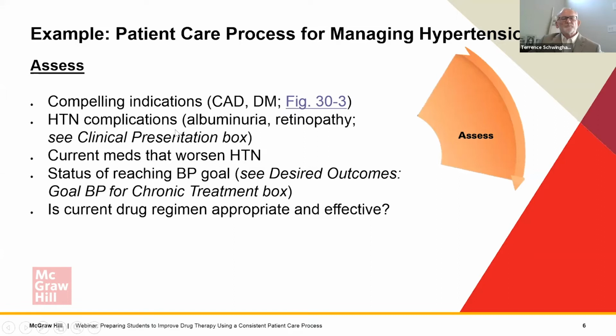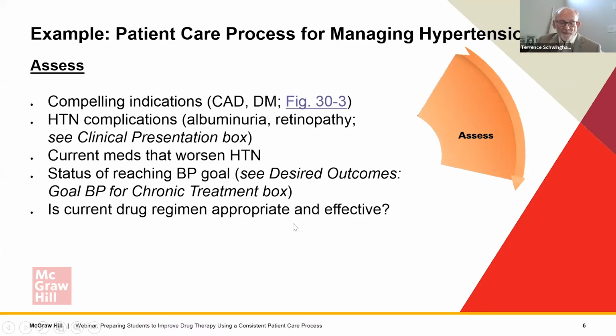Does the patient have complications of hypertension, such as albumin in the urine, ophthalmic complications? Again, referring to the clinical presentation box. Are they taking any medications that could worsen hypertension? How close are they to reaching their desired blood pressure goal? We refer here to the goals section of the desired outcomes, the goal blood pressure for treatment box in the chapter. And then also, is the current drug regimen therapy that the patient is receiving appropriate and effective?